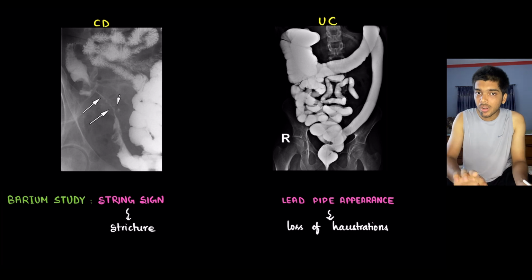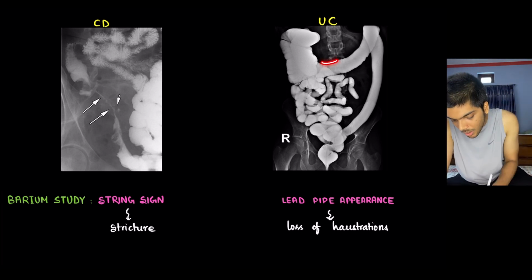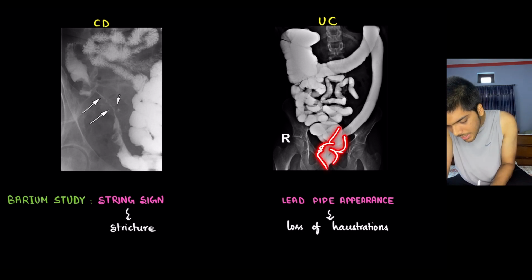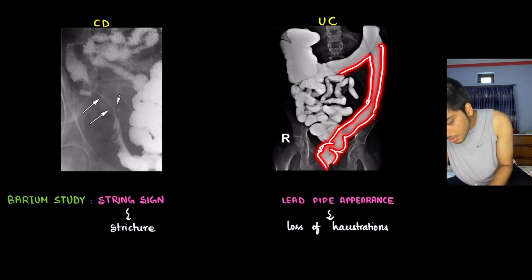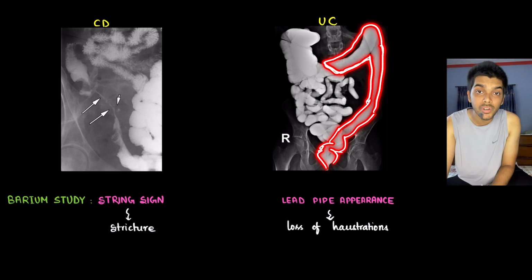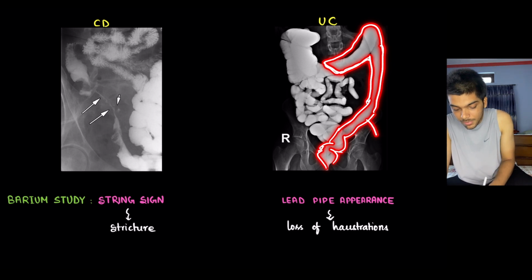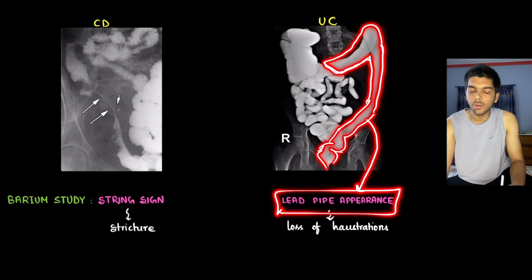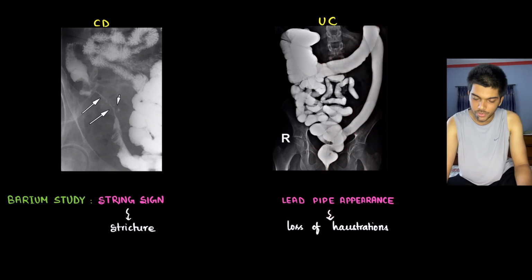Second, ulcerative colitis. In ulcerative colitis, the end result is loss of haustration. So can you see the loss of haustration? See, it begins at the rectum, then it spreads to the sigmoid colon, then the descending colon, then the transverse colon. Throughout this much, you can see that there is loss of haustration, and that is why it gives a lead pipe appearance. It looks like a lead pipe due to loss of haustration.